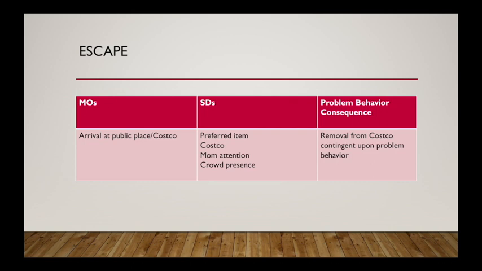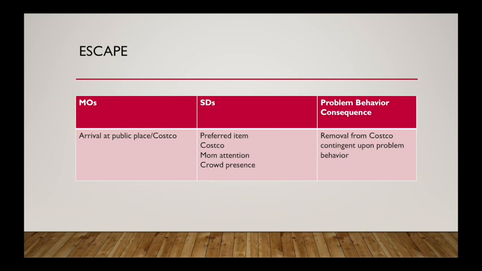The following is a model of how the escape condition should be set up. This condition should be completed first because all other conditions will occur at Costco in order to mimic the environment that evokes the behavior. The MO will be the arrival of the child at Costco, and the child should be allowed access to a preferred item throughout all conditions, which in this case is a flower hairpin. The child should also be provided with non-contingent attention from her mother.